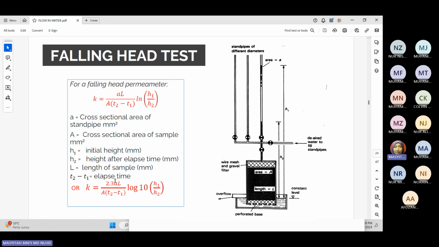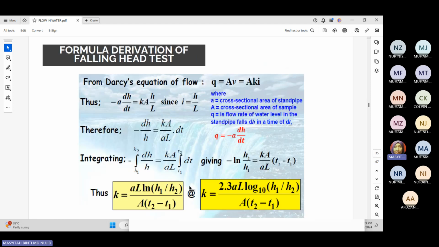So when there is 2.3, it means I know you are using log 10. But if 2.3 is not there in the formula for permeability of fine grain, then I know that you are using the ln. So please be careful on this formula. Where is H1, where is H2, their positions must also be correct.